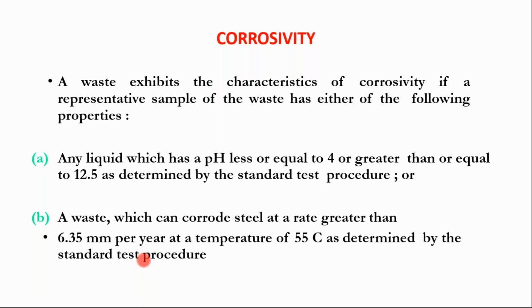So if the corrosion rate is greater than 6.35 mm per year at a temperature of 55 degrees Celsius, as determined by the standard test procedure, then we can say that this substance is a corrosive substance.